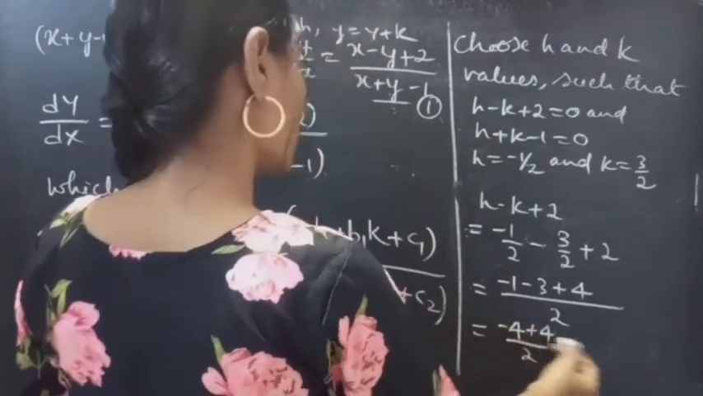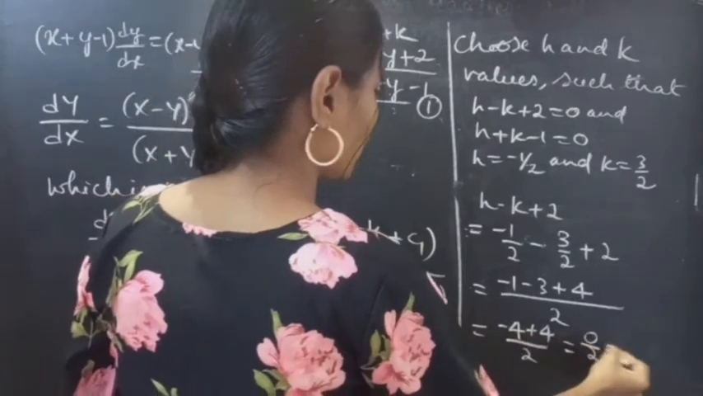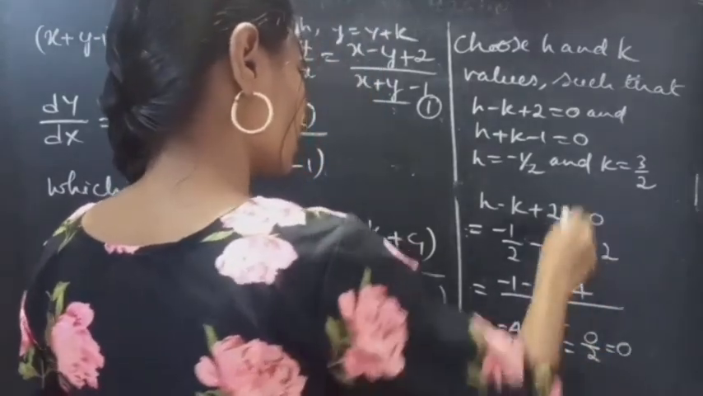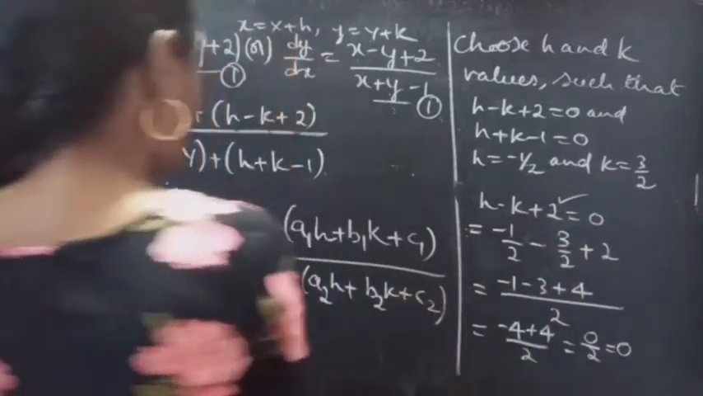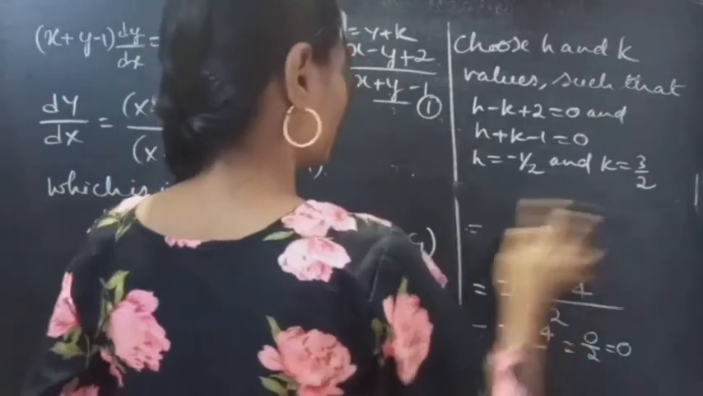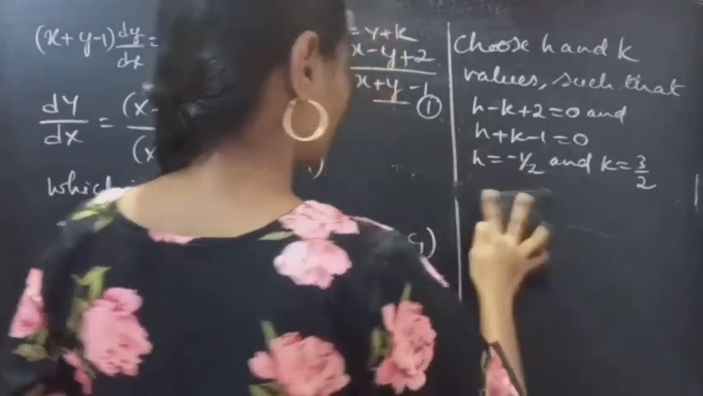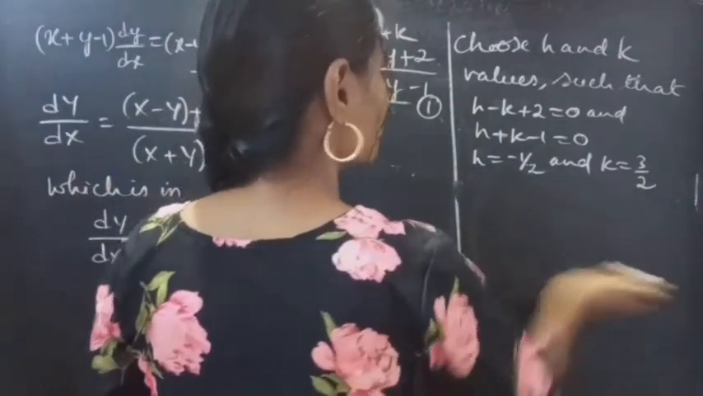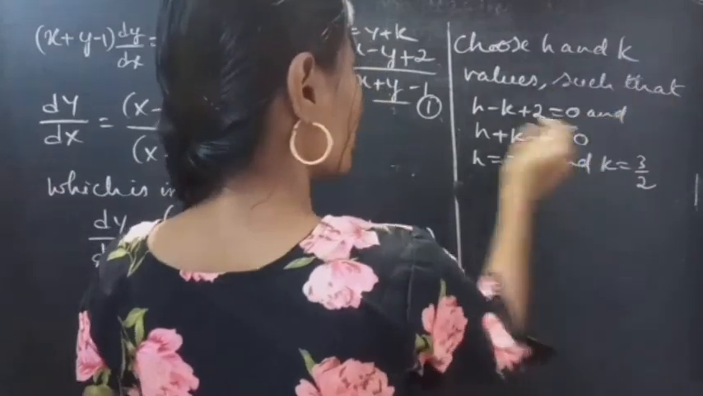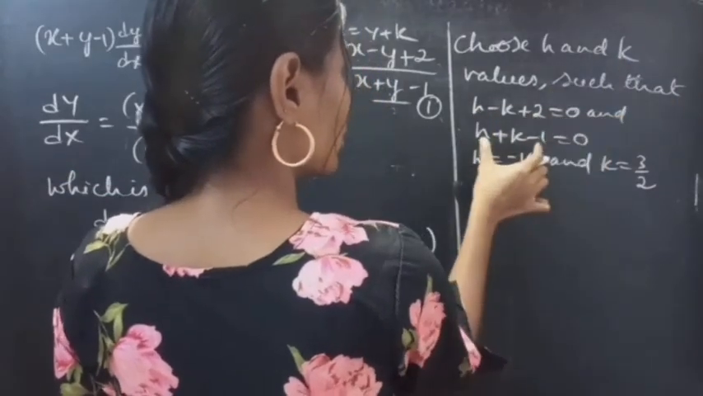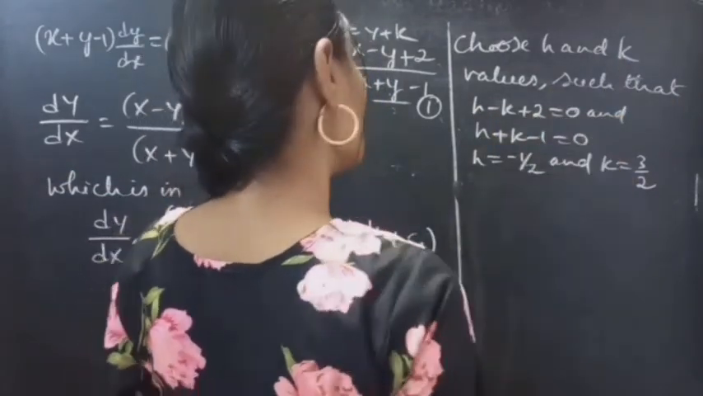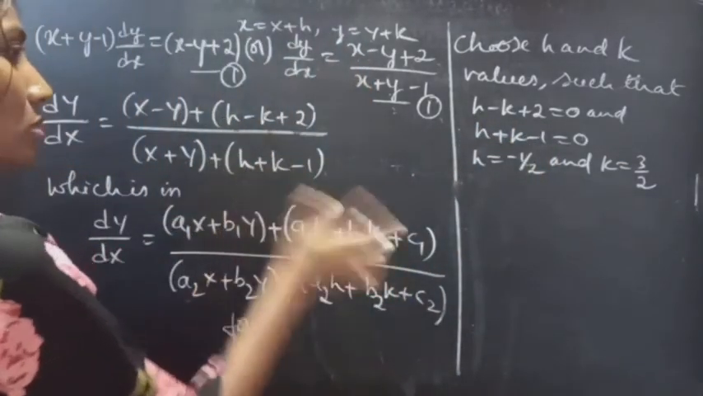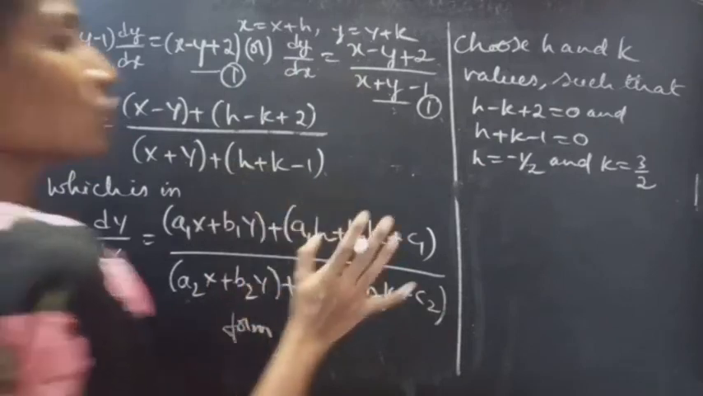Minus 4 plus 4 is 0 by 2. 0 by 2 is 0. So this equals 0. Right? Now check the second one. Since we have to choose such h and k such that this equals 0 and this is also equal to 0. Okay? This one becomes 0 and this one becomes 0. We have to choose such h and k.